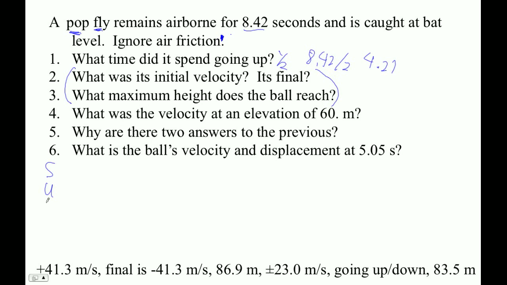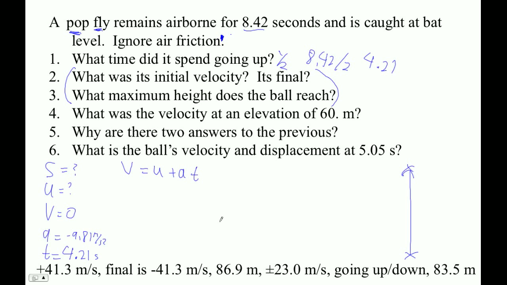So SUVAT, and we're going from the ground to the top. We're not going to do all the way back down again. So our displacement we don't know. Initial velocity we don't know. Final velocity is 0. Acceleration is negative 9.81 meters per second squared, and the time is 4.21 seconds. To find the initial velocity, I'm going to use v = u + at.